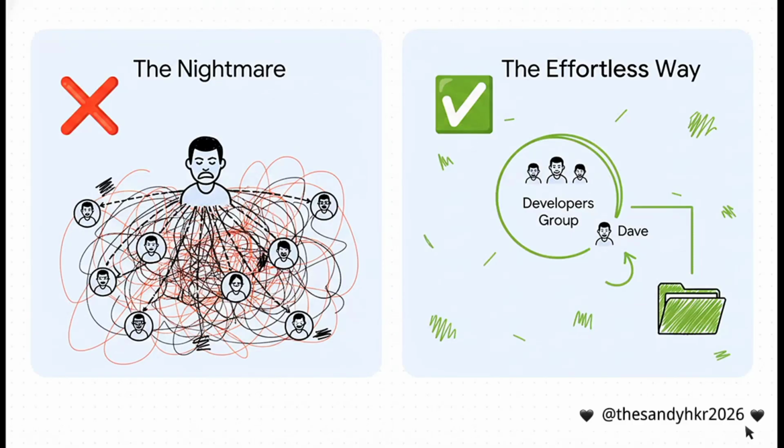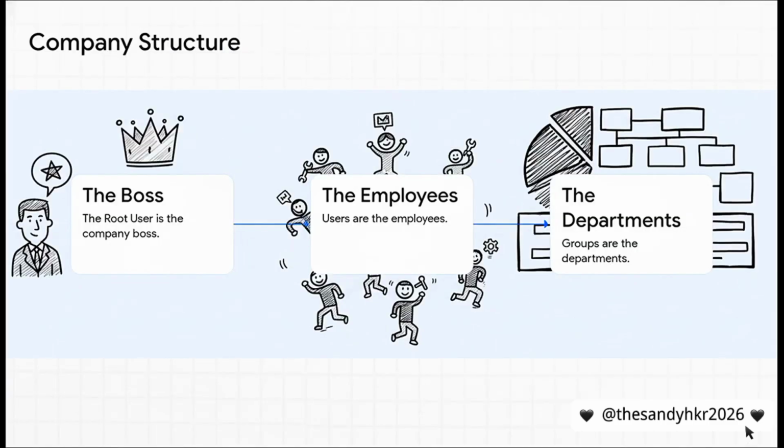And this slide just says it all. Look at the left side, the world without groups. It's a total nightmare. You have to manually set permissions for Alice, then for Bob, then for Carol. It's tedious, and it's so easy to make a mistake. But now look at the right, the world with groups. You just make a developers group, set the permissions for that group one time, and you're done. When Dave joins the team, you just add him to the group. He instantly gets all the access he needs. It's a game changer.